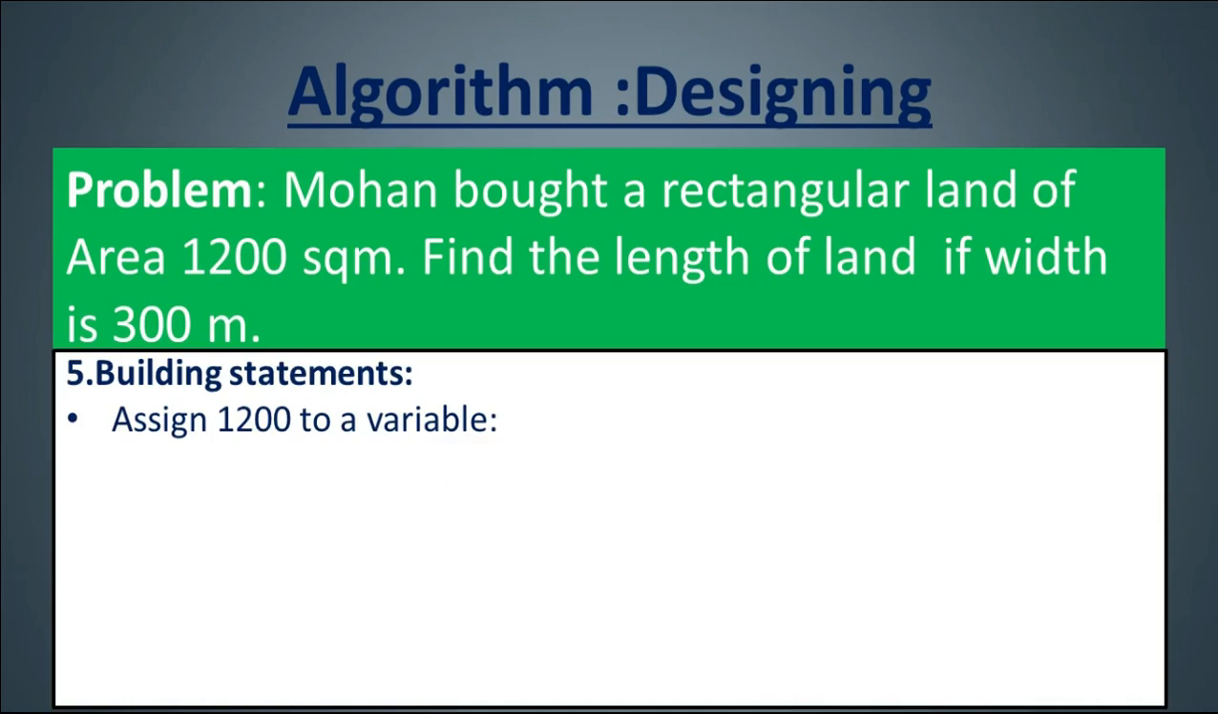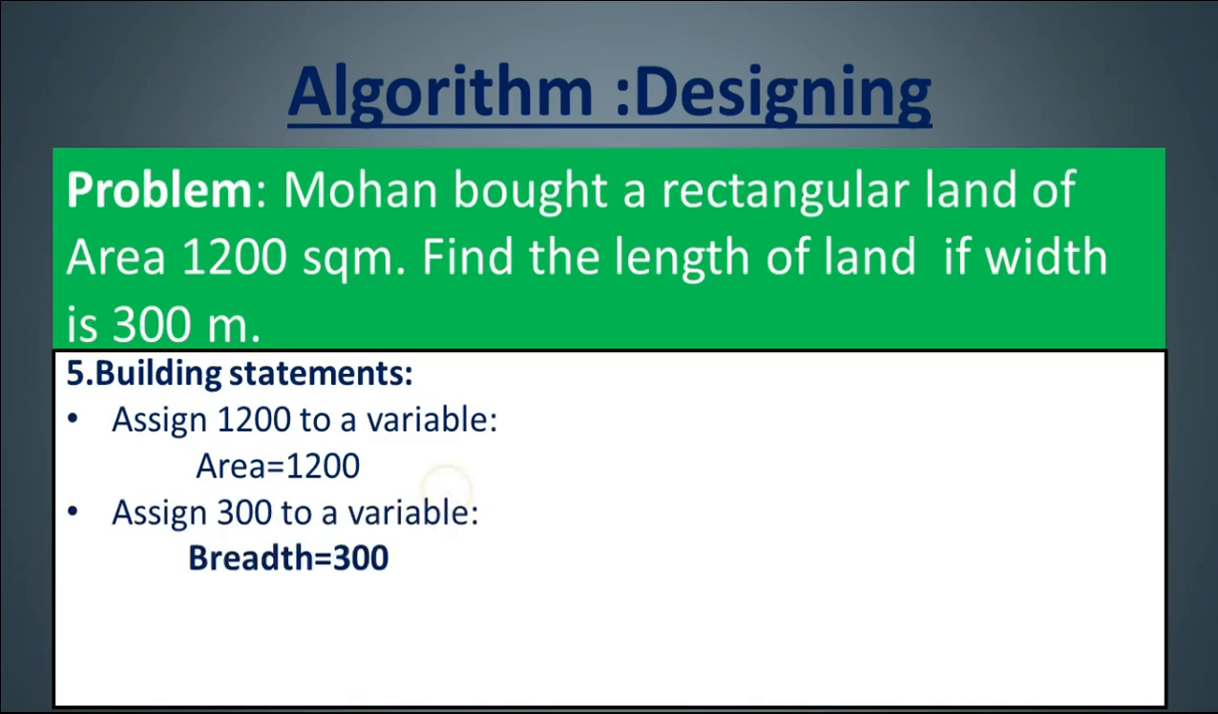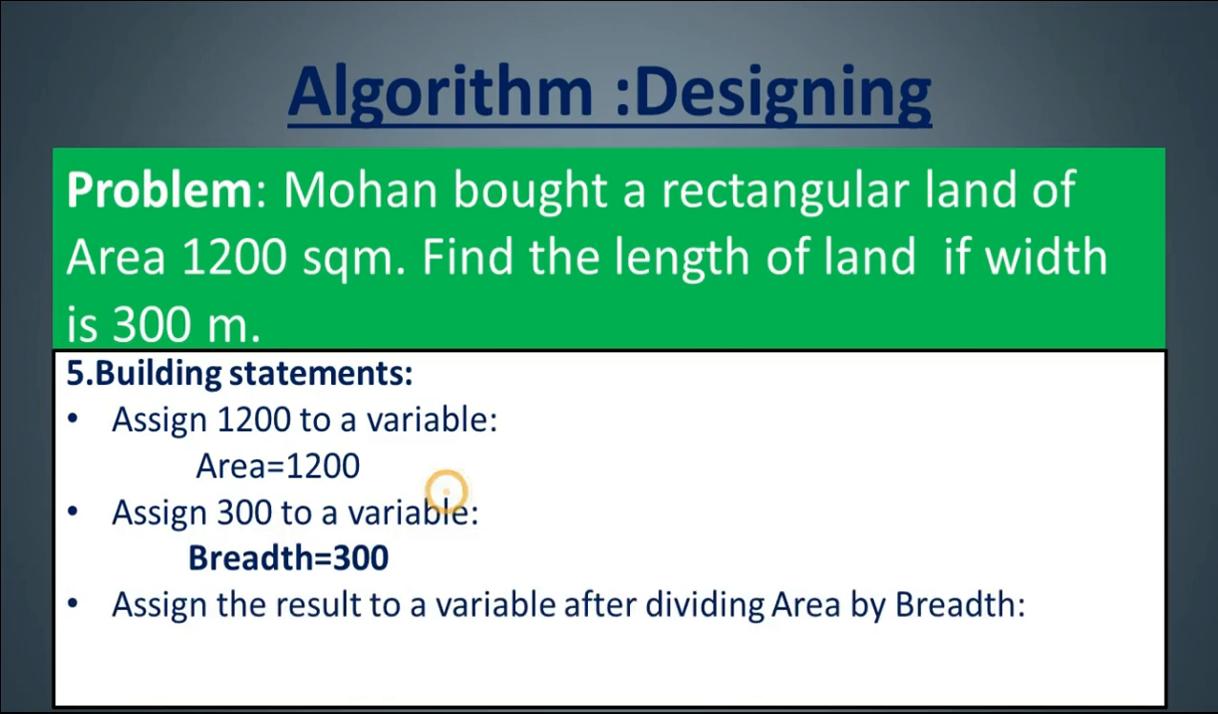First is the assignment statement, and we have the value 1200 for area. So we will store 1200 in a variable called area. In the same way, breadth stores 300. Now we have to calculate the length, and we have the rearranged formula: length equal to area upon breadth. You can see that these are the three important statements, and all are assignment or calculation statements.